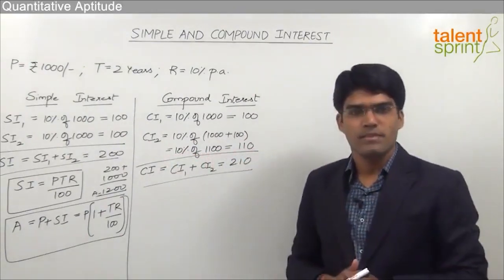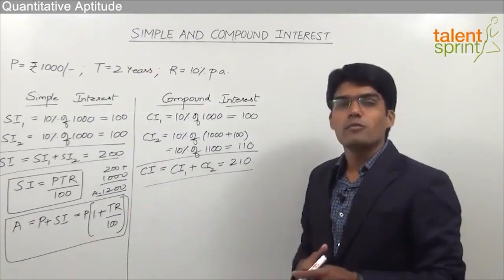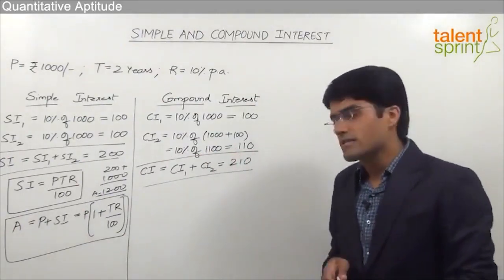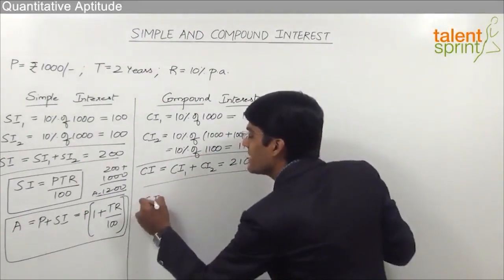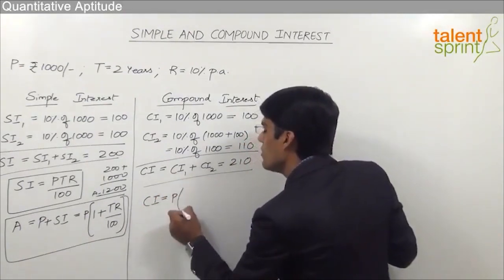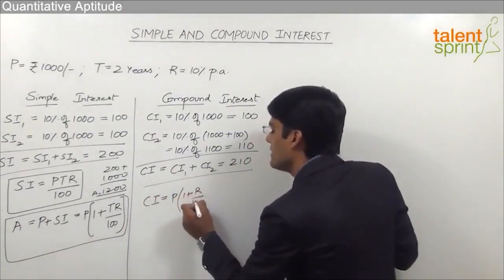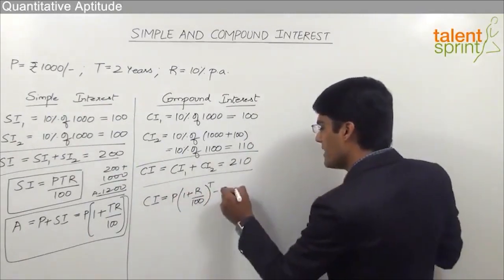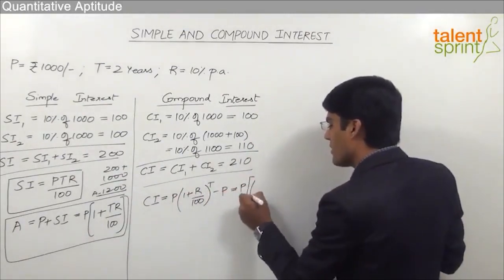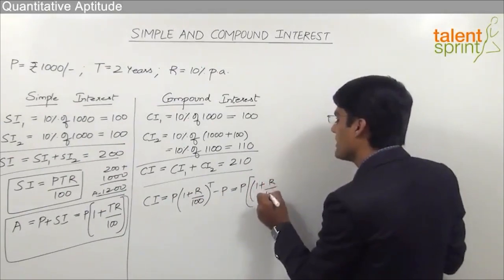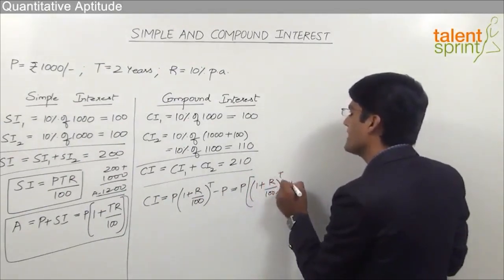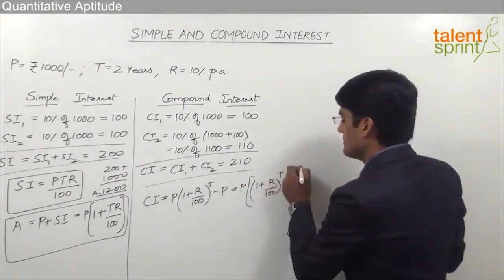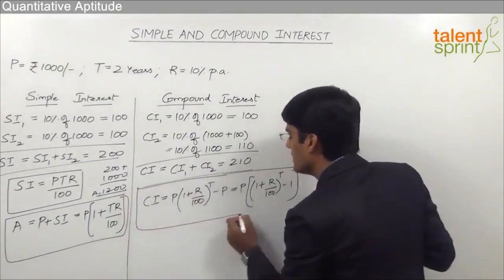Let us now look at the formula to be used to find out the compound interest. Compound interest CI can be calculated as P into 1 plus R by 100 whole to the power of T minus P. Or if you take P common, it can be taken as P into 1 plus R by 100 whole to the power of T minus 1. So this is how we can calculate the compound interest.